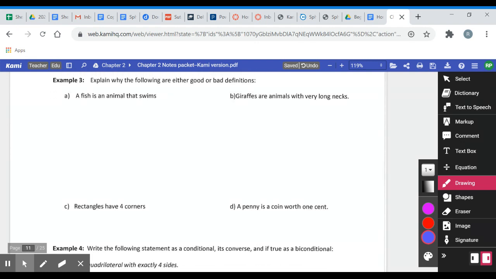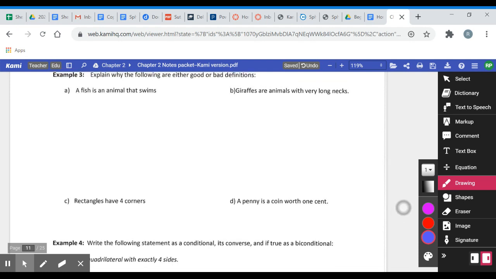So in example 3, it says, explain why the following are either good or bad definitions. So what I would like you to do first before we start going over it is I want you to read A, B, C, and D. And I just want you to put a G or a B by each of those statements if you think it's a good or a bad definition. And keep in mind the statements we just went over: we want to make sure it's clearly understood, the words are precise and it avoids vague words, and that it's reversible. If you read the statement one way, it's true, and if you read the converse of that statement, it's still also true and only fits that one thing. Okay, so go ahead and do that.